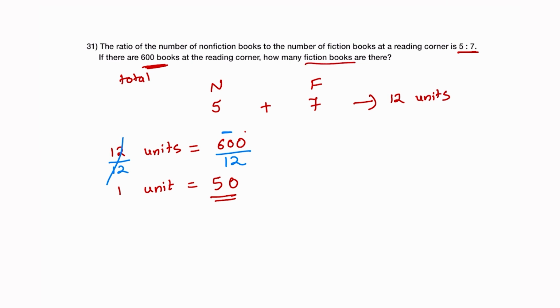What are we supposed to find? Fiction books. And fiction books is this, right? So for the fiction books, we say 7 times 50 because 1 unit is 50. That's basically 350 books. The rest are non-fiction.